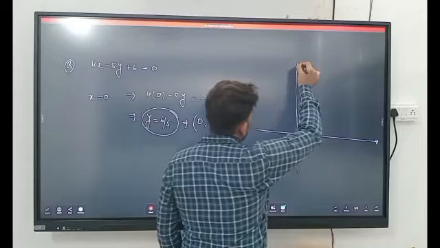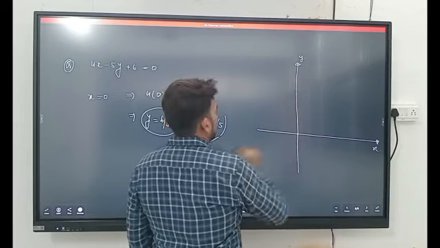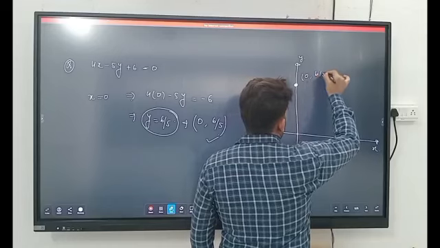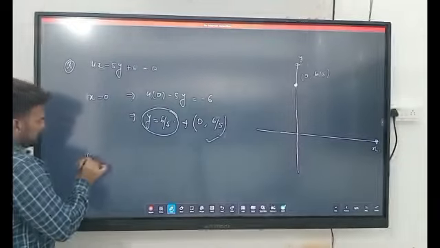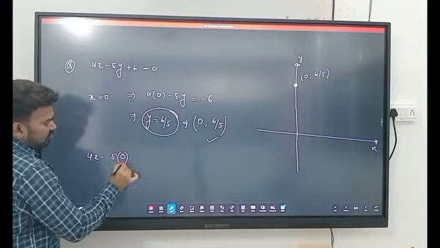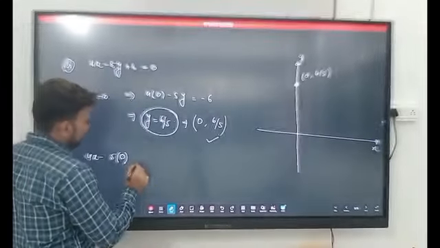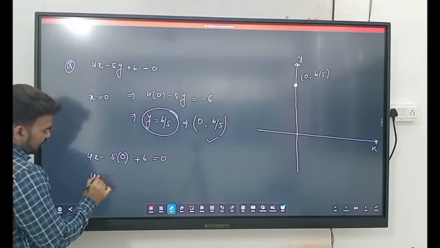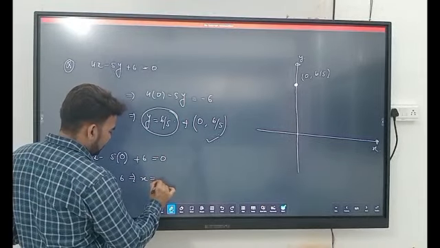This is the y-axis, this is the x-axis. Here (0, 6/5) will be located somewhere here. In a similar manner, we can get the value of x as well. In 4x minus 5y, in place of y I put the value 0 because I want to find the x coordinate. Listen very carefully. From here, 4x is equal to minus 6, so x is equal to minus 3 by 2.